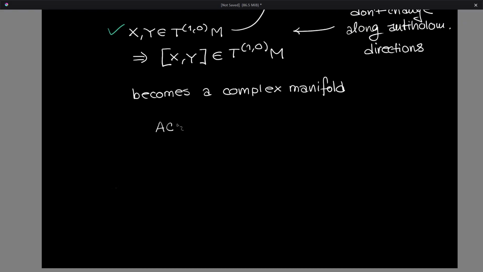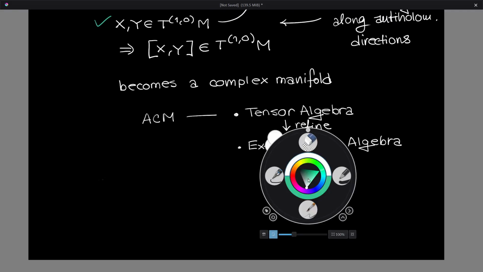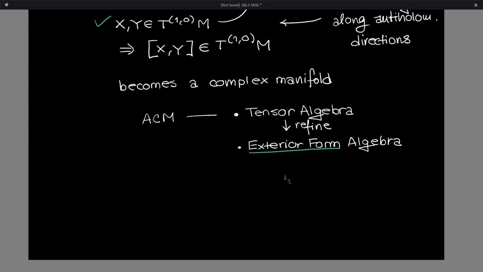So let's say that I have an almost complex manifold. First things first, we have something called a tensor algebra. This is going to be a little roadmap for what we're going to do. We're going to have a tensor algebra, and then from the tensor algebra, we're going to refine and form a subalgebra called the exterior algebra, the exterior form algebra to be specific. And as you can imagine, the elements of this algebra are called exterior forms.